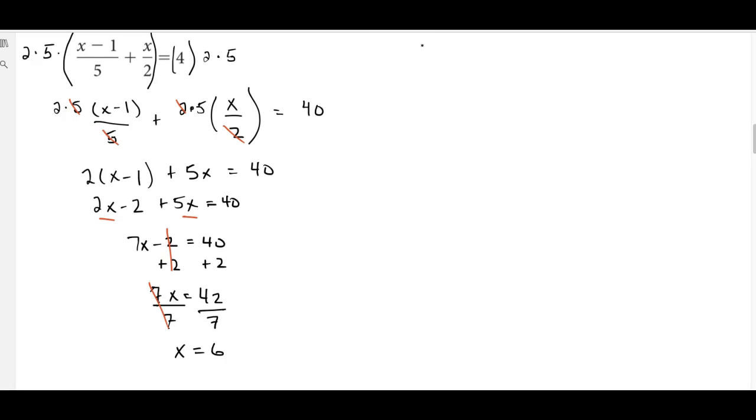So again, I would check this, and you're going to do that by putting 6 in for x. You're going to say 6 minus 1 over 5 plus 6 over 2 equals 4. Is that true? Well, you get 5 over 5 is 1, plus 6 over 2 is 3, equals 4. And yes, that is true. So we've checked it, and it works.